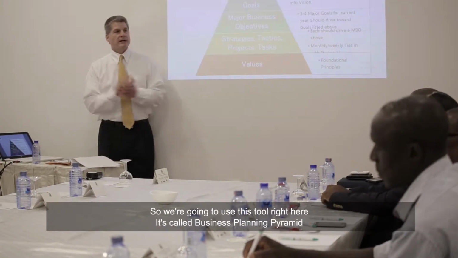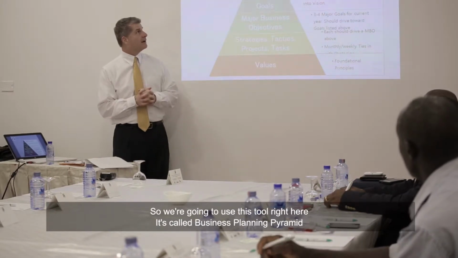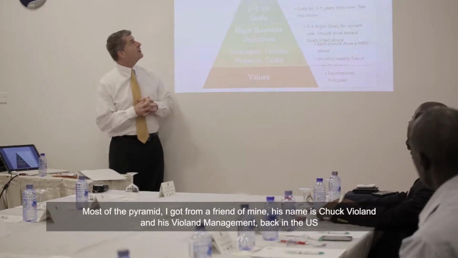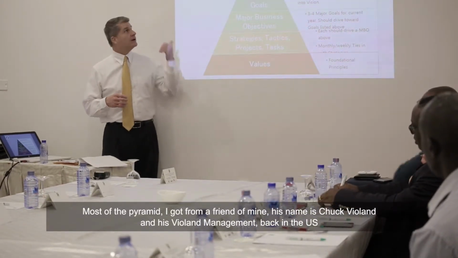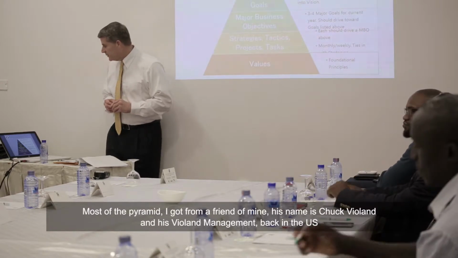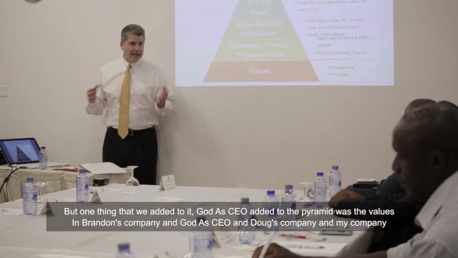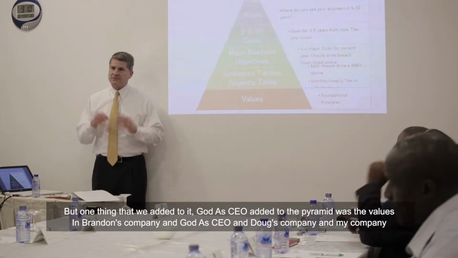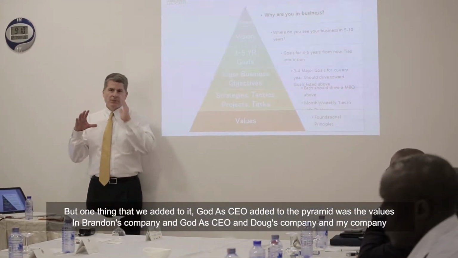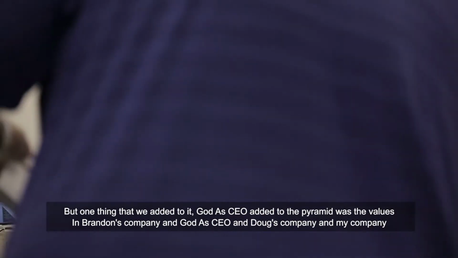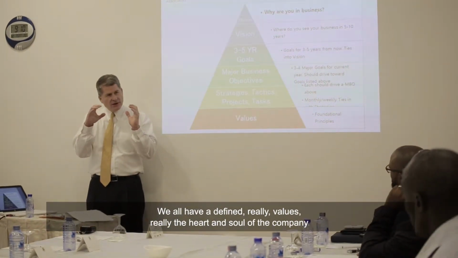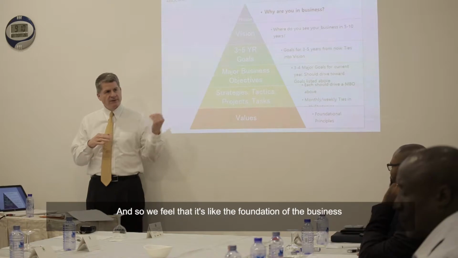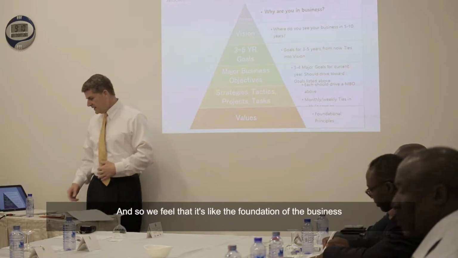So we're going to use this tool right here. It's called the Business Planning Pyramid. Most of the pyramid I got from a friend of mine, his name is Chuck Violand. He has Violand Management back in the U.S. But one thing that we added to it, God as CEO, was the values. Brandon's company and God as CEO, and Doug's company, my company, we all have a defined set of values, really the heart and soul of the company. And so we feel that it's like the foundation of the business.